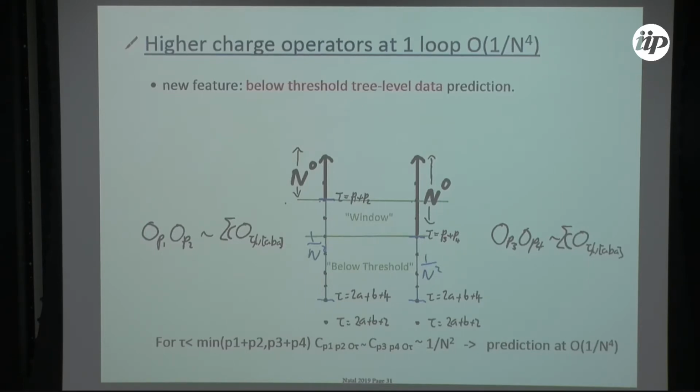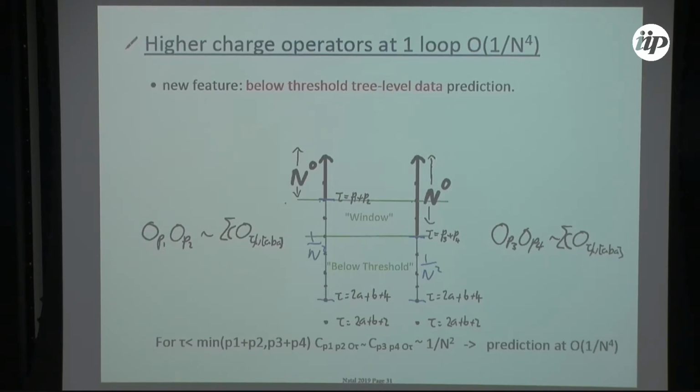So for twists below the minimum of P1 plus P2 and P3 plus P4, at tree level I'm going to get, for the first time, an OPE coefficient of order 1 over n squared for some operators from the tree level case. And if I multiply those together, that's going to give me a prediction at order 1 over n to the 4th, purely of the rational term of your one loop correlation function.